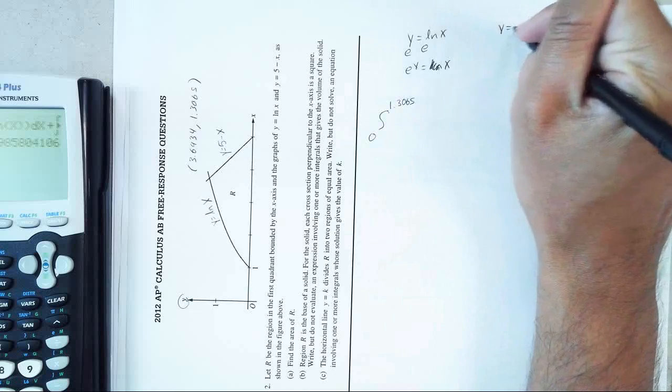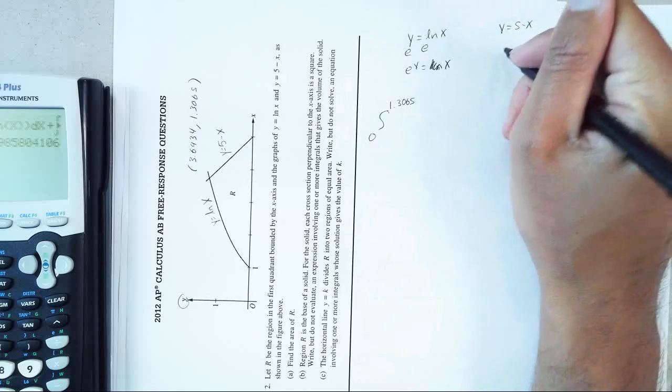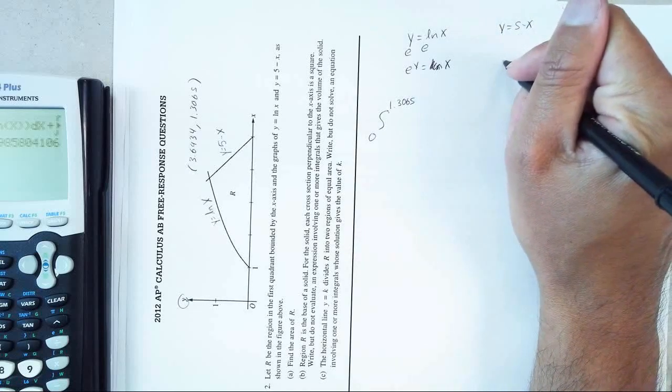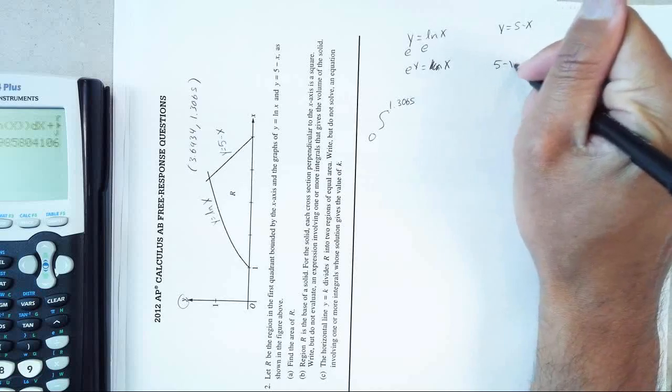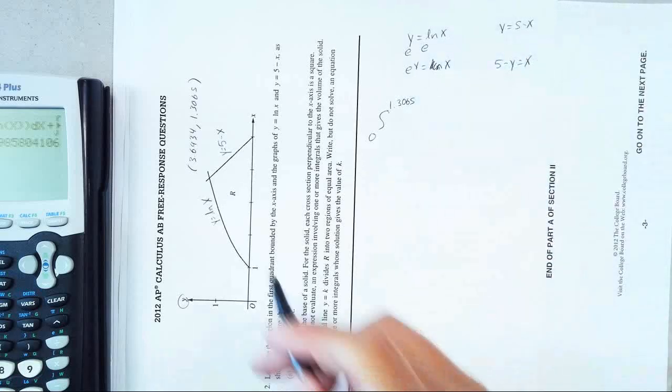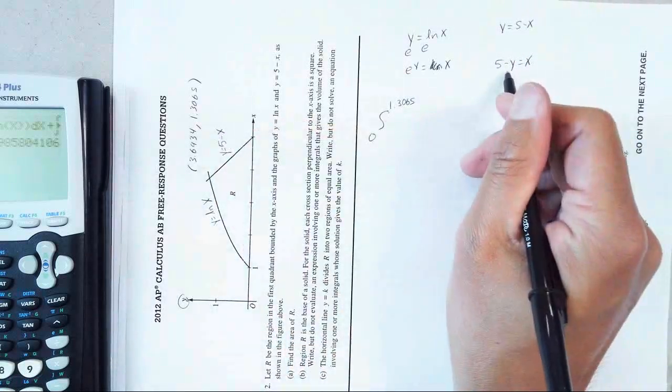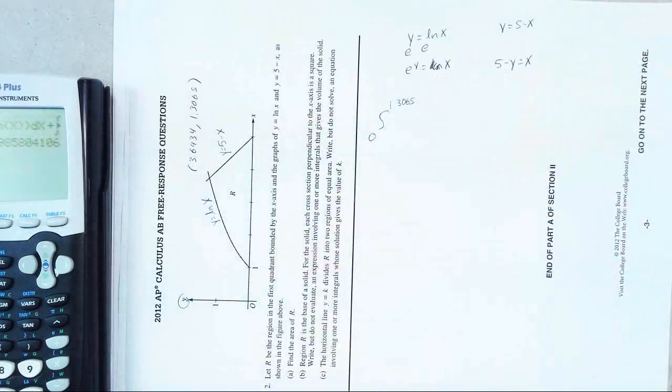And then the same thing for y equals 5 minus x. You're going to end up solving for x so that you get 5 minus y is equal to x. So this equation right here corresponds to that one. Ln x corresponds to e to the y.